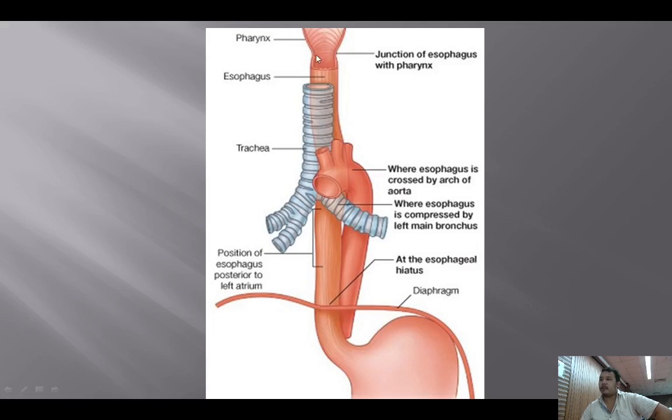So why is it important? These four places are the points where a foreign body, if ingested, is most commonly lodged. These are also the points where the esophagus tends to get narrow if there is constant inflammation and any esophagitis.